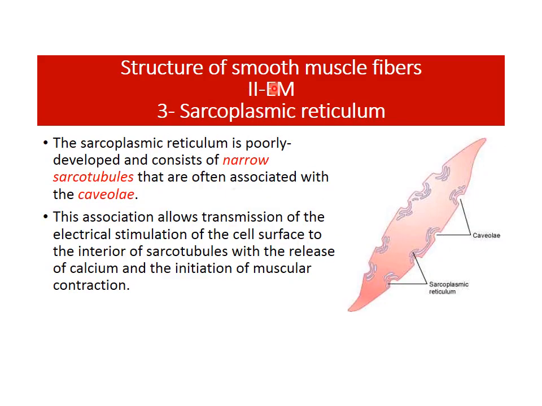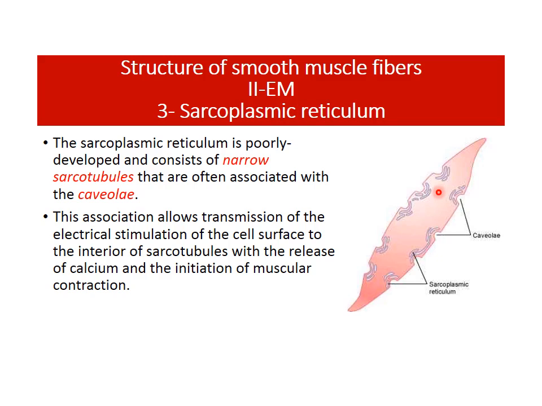Three structures of a smooth muscle fiber appear by electron microscope. Sarcoplasmic reticulum. Sarcoplasmic reticulum is poorly developed and consists of narrow sarcotubules that are often associated with the caveolae. This association allows transmission of the electrical stimulation of the cell surface to the interior of sarcotubules with the release of calcium and the initiation of the muscular contraction.